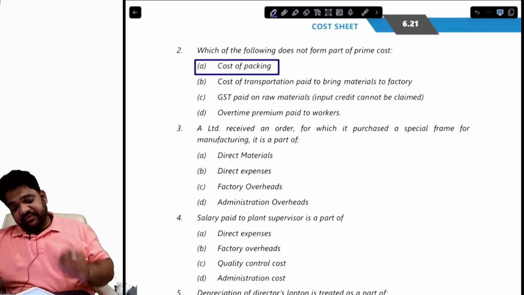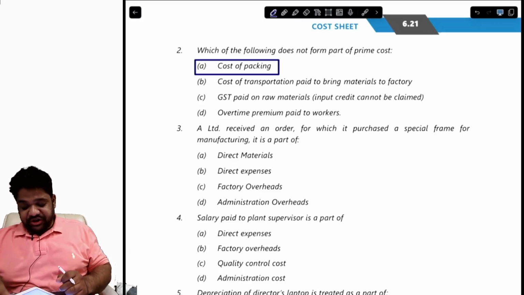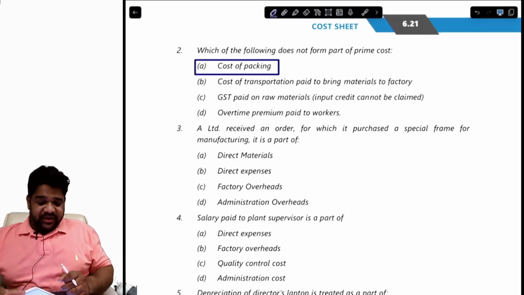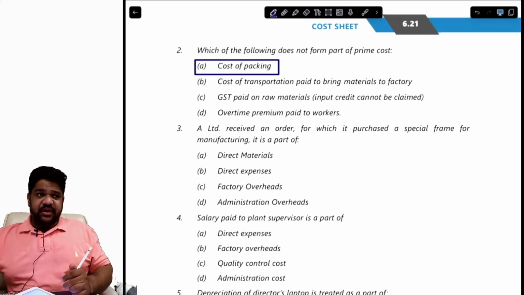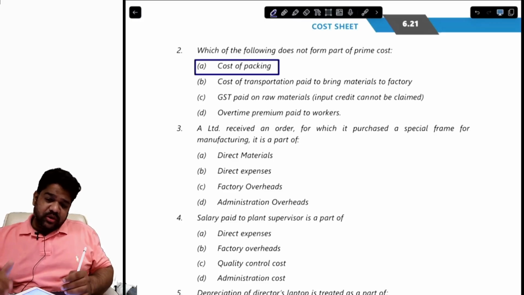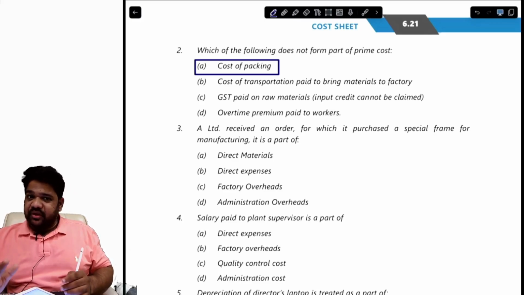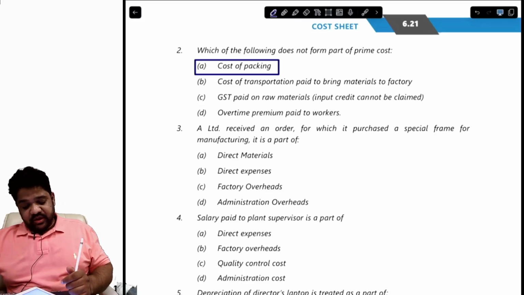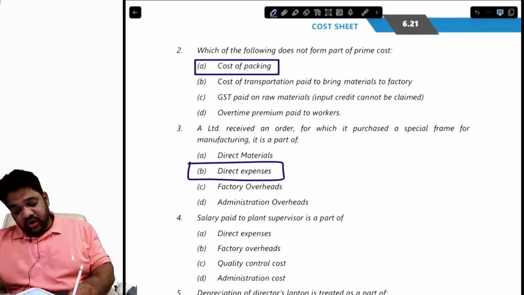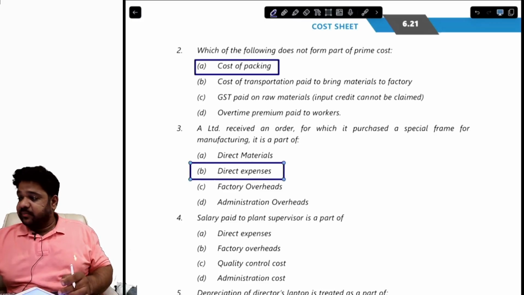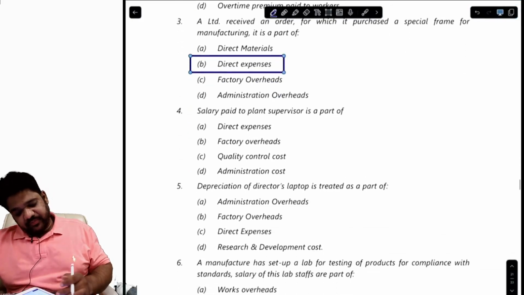A Limited received an order for which it has purchased a special frame for manufacturing. It will be considered part of what? Is it direct material? The answer is no, because it is not being consumed in the manufacturing process. Is it direct expense? Yes, because it is directly related to the order, which is why direct expense. Is it factory overheads? No. And admin overheads? Definitely no.